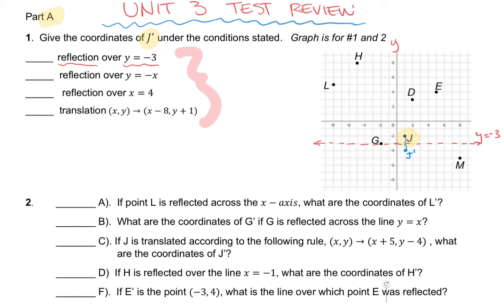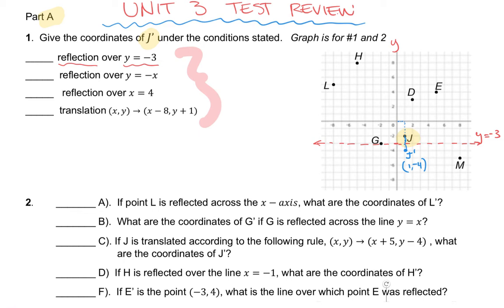So the coordinates of j prime after that transformation would be a 1 on the x-axis still, just like it was originally. But the new y coordinate, after it's flipped over y equals -3, instead of being -2, now it's -4. So there's the coordinates of j prime. I counted the x coordinate, 1. I counted the y coordinate, which was -4. Very cool. That's how you do it. You identify the line of reflection, you flip it over, and then you count your new coordinates.